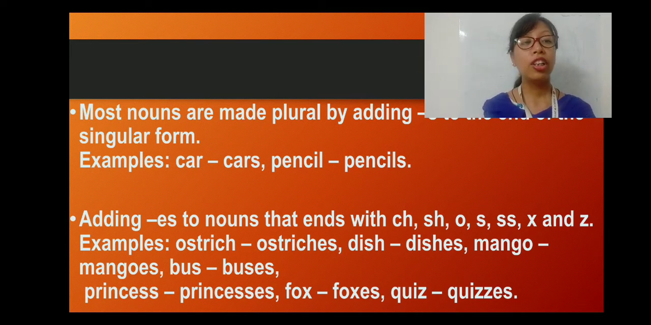In the same way, dish has sh at the end, right, so we will be adding es to make it plural, so dish becomes dishes. In the same way, mango becomes mangoes, bus becomes buses, princess becomes princesses, fox becomes foxes, quiz becomes quizzes.